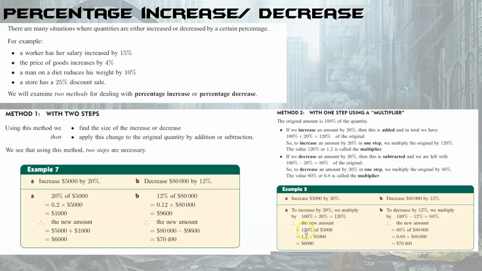Now I can just do the same thing. 120% of 5,000. We can convert this to a decimal. Of means times. 1.2 times 5,000 is $6,000. So exactly the same answer. So there's two different ways you can do this.